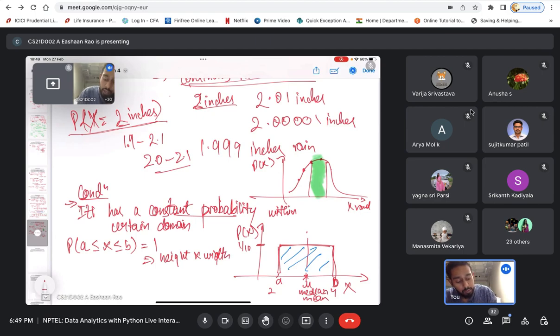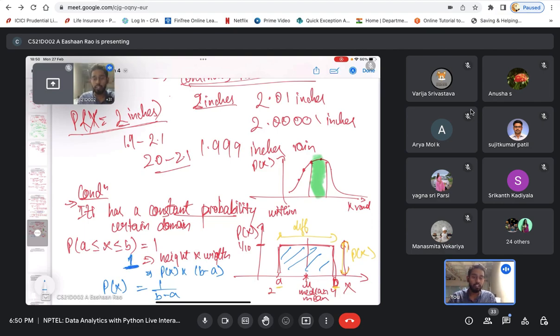Now height will be px, this height will be px, and width will be the difference between the interval, the points a and b. So if we write it, height will be px, that is a constant probability that we are getting, into b minus a. So the px will be 1 by b minus a. I'm assuming that this is height, the area is 1.